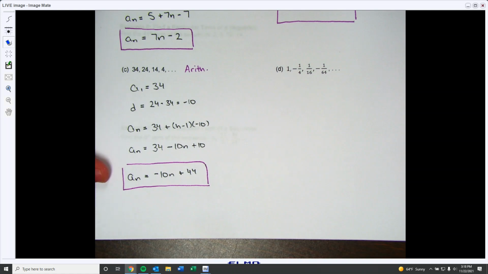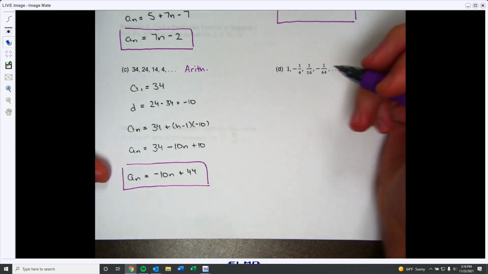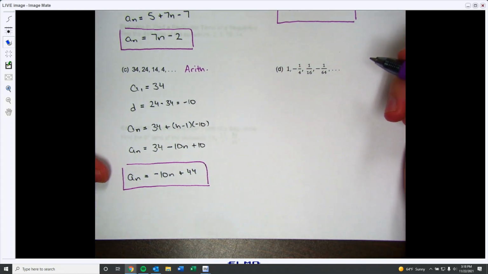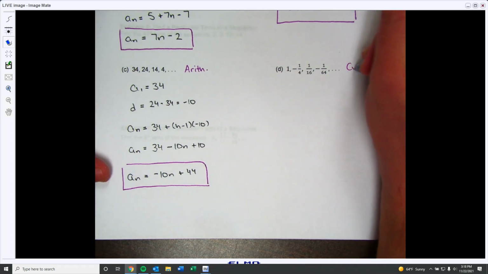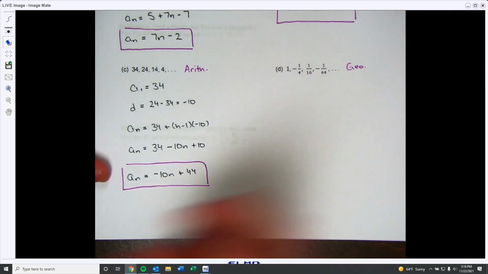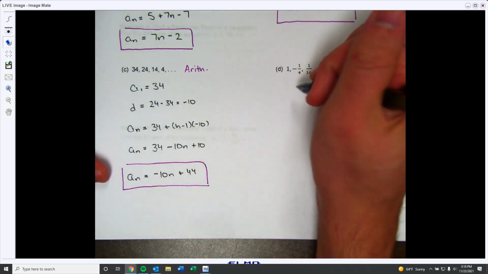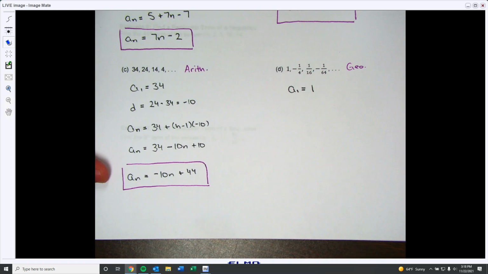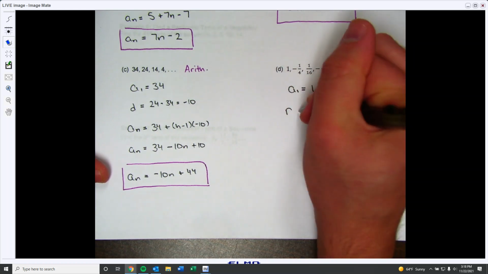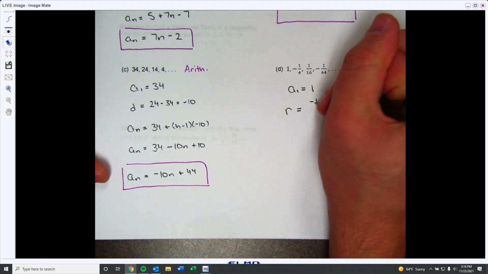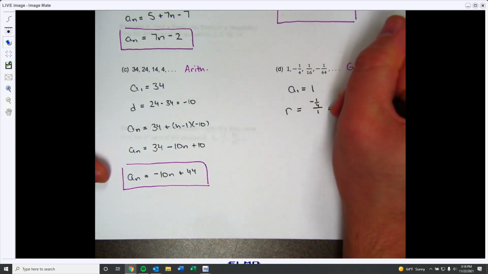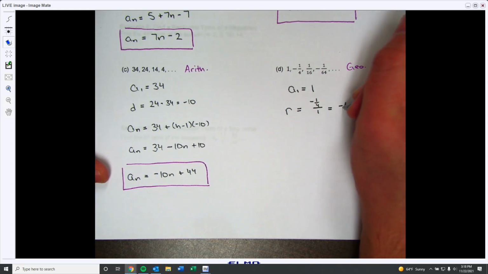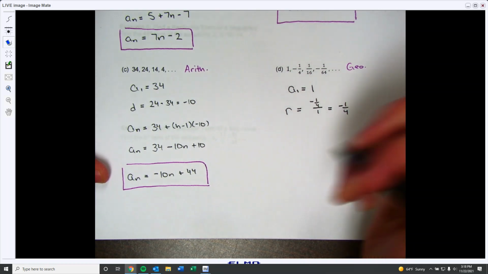Alrighty, so looking at the next one, I have 1, negative 1/4, and then positive 1 over 16, and then negative 1 over 64. This one is definitely geometric. So being geometric, I know I'm going to first need my first term. So A1 is 1. And now I need my common ratio. I have negative 1/4 divided by 1. Well, a number divided by 1 is still going to be the same, so negative 1/4.